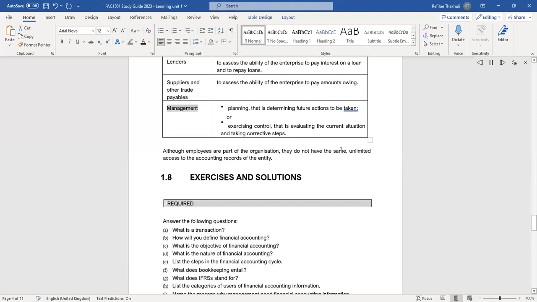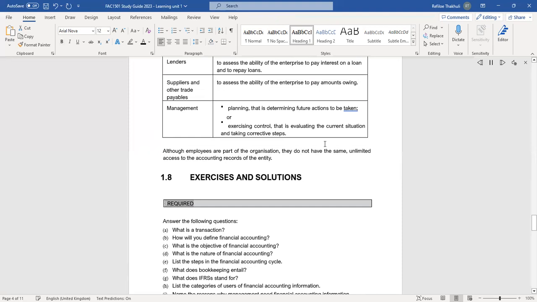Management, planning, that is determining future actions to be taken, or exercising control, that is evaluating the current situation and taking corrective steps. Although employees are part of the organization, they do not have the same, unlimited access to the accounting records of the entity.